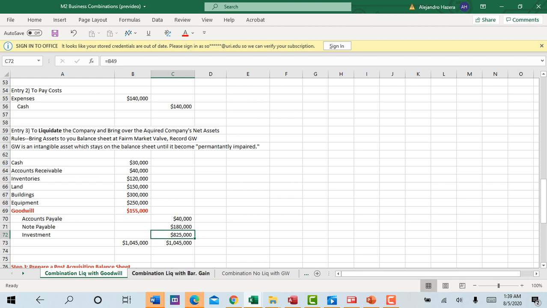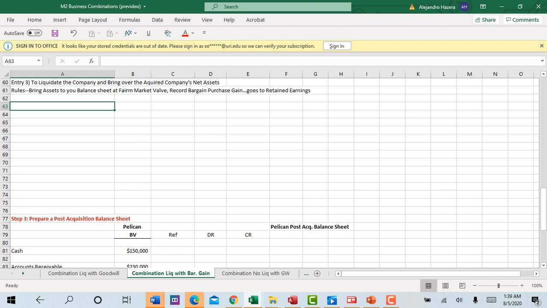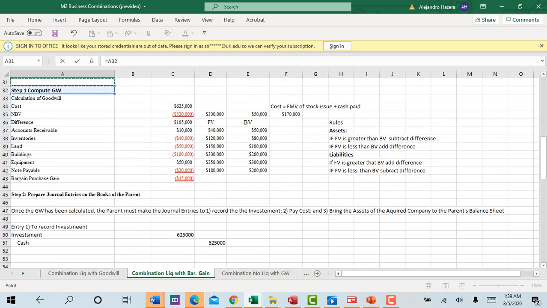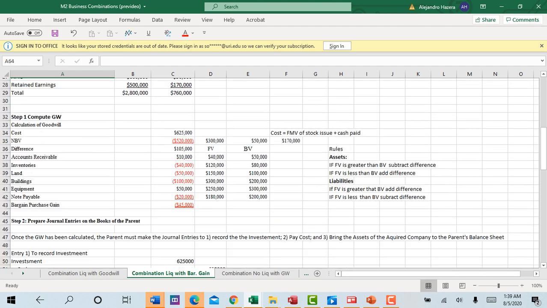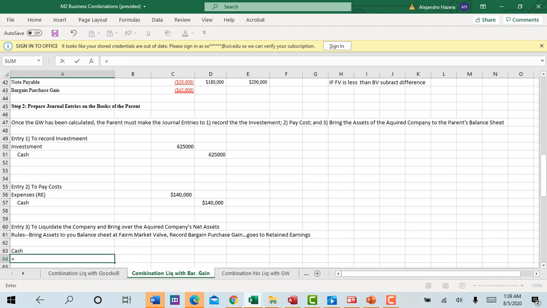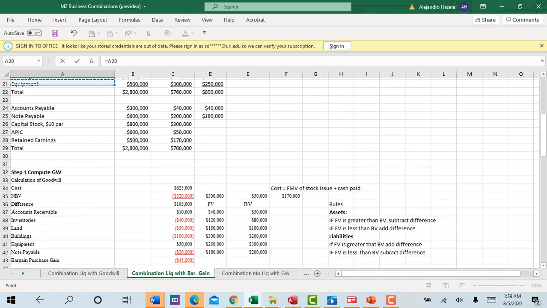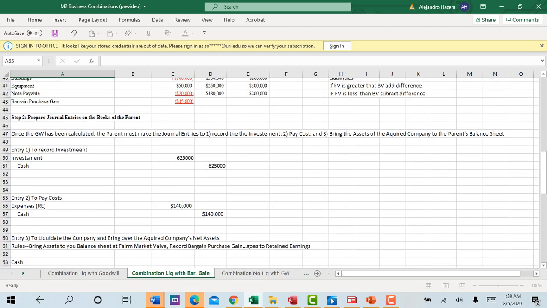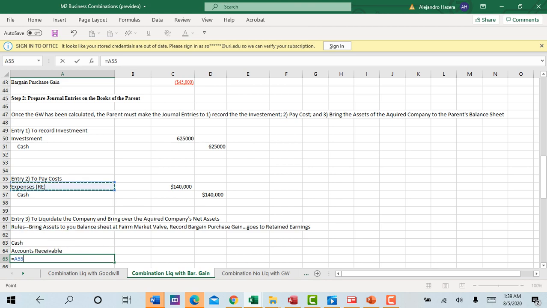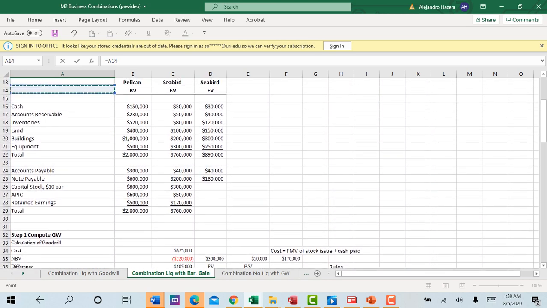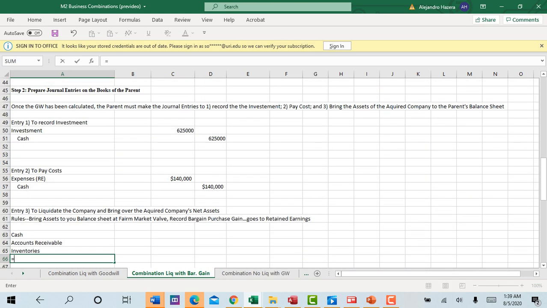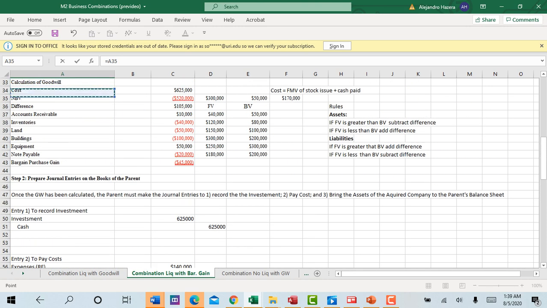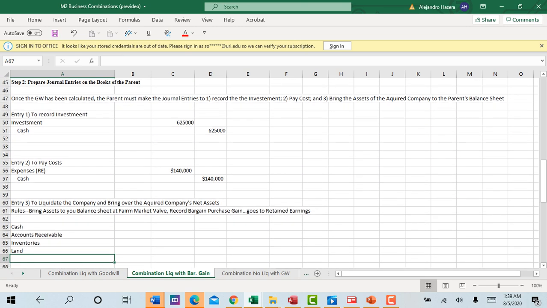Okay, so let's see what we have here. Let's just go down the balance sheet. Let's see what we get. The first one is cash. I could probably just copy, but let's see what we get here. Accounts receivable. Inventories. Land.